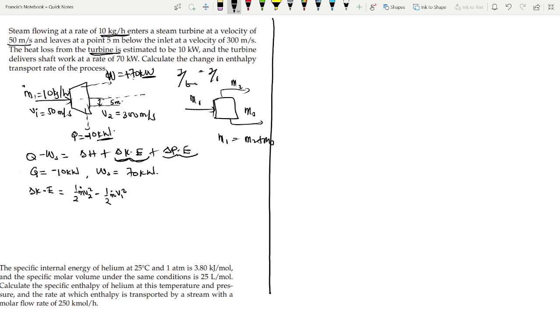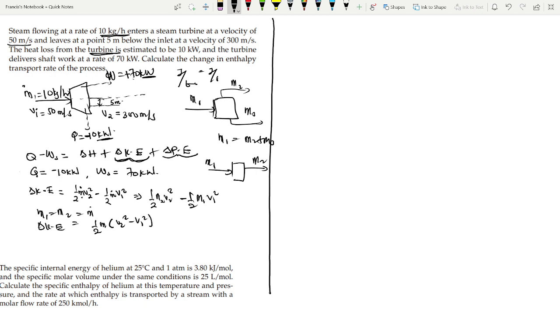But from this question, we have just one inlet stream and one outlet stream. So our M1 is equal to our M2. That's why I used M in both cases. But the actual thing is supposed to be half M2 V2 squared, which is the outlet, minus half M1 V1 squared. Now because M1 is equal to M2, we can say they are both equal to M. And then we will say that the change in kinetic energy is equal to half, you can even bring the M out, times V2 squared minus V1 squared. And then our M becomes our flow rate.